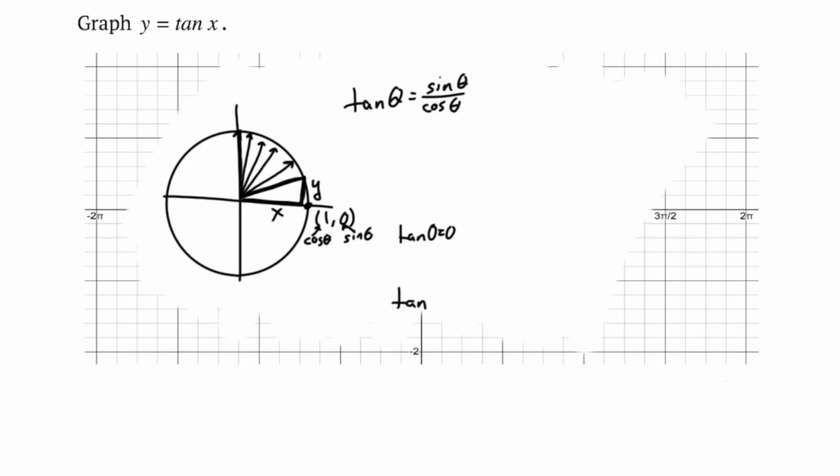So at tangent of 90 degrees, or in radians, that's pi over 2. Tangent of pi over 2 is undefined. That means there's going to be a vertical asymptote there. And as we go from 0 to pi over 2, the value is increasing.